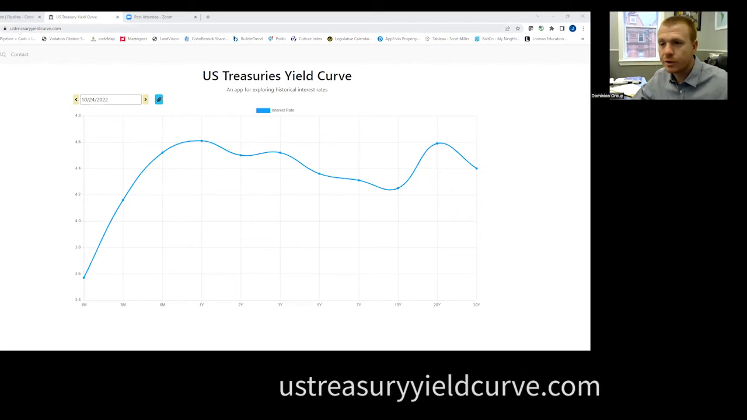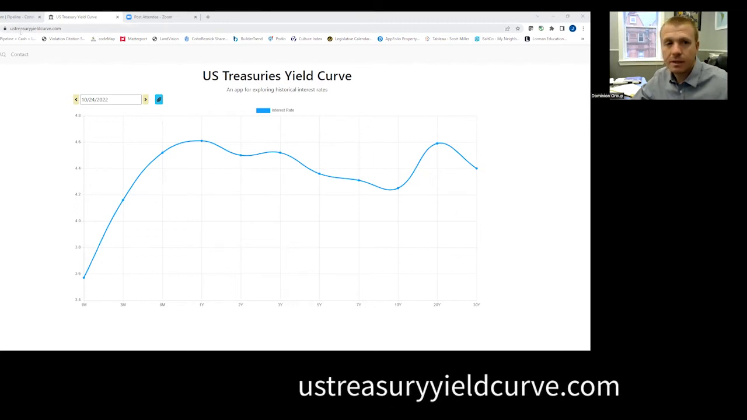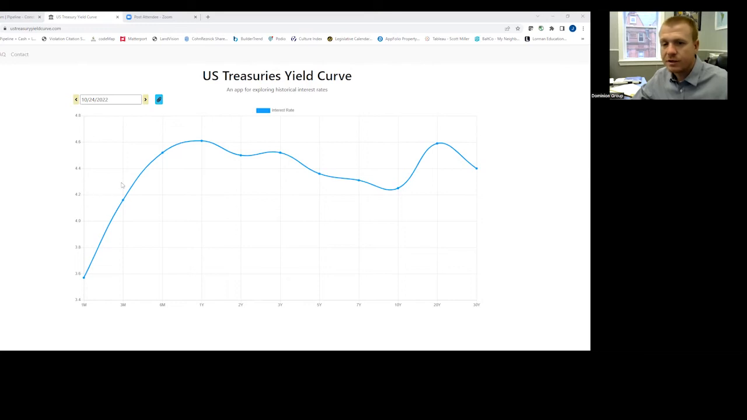It's USTreasuryYieldCurve.com. It's a neat little app, and it's very simple to use. You can see what the Treasury curve looks like, and you can plug in any date that you want. So the Treasury curve is simply a graph that shows how much it costs the US federal government to borrow money for different periods of time.